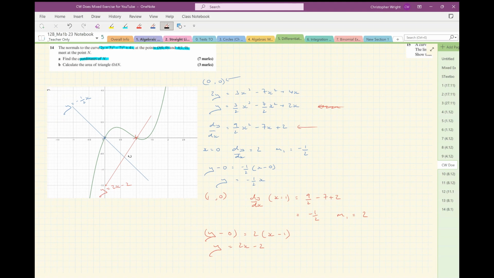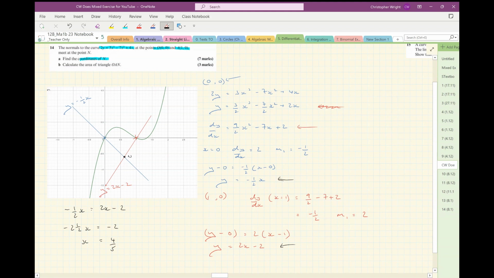So let's solve these two equations simultaneously, this equation here and this equation here. So I'm going to have minus a half x equals 2x minus 2. Okay, I'll subtract 2x from both sides. Minus 2.5x equals minus 2. And divide both sides by minus 2.5 gives me x equals 4/5. So that's the x coordinate of the point N.